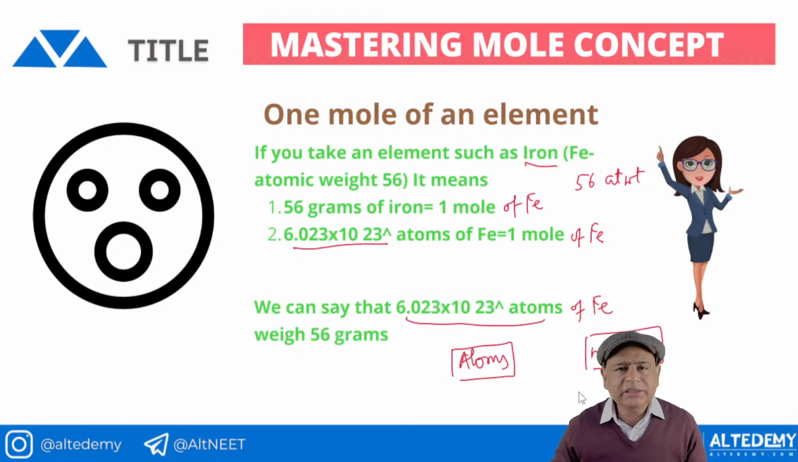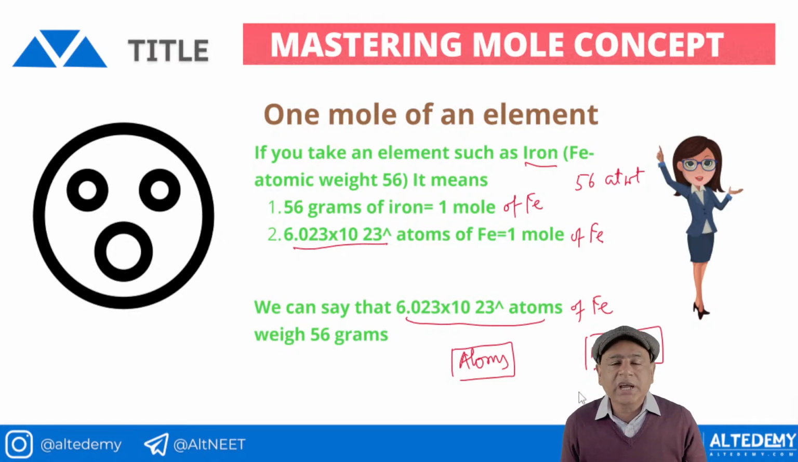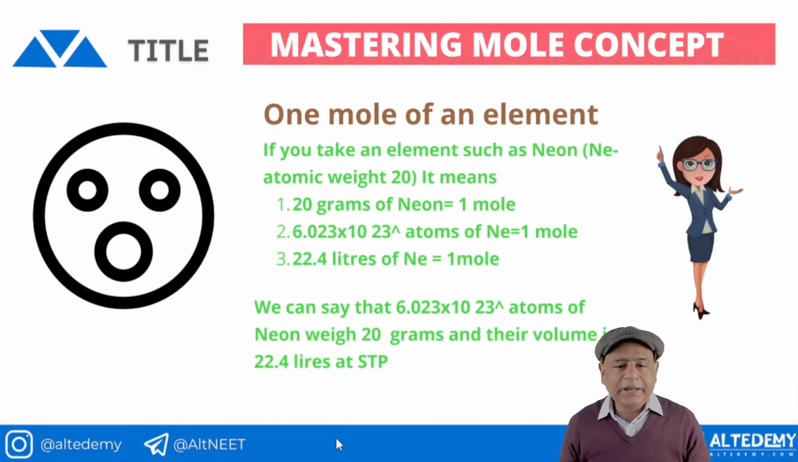So anything that is said to you will be said either about an element or about a compound. If an element is being discussed, then you should understand that, first, without saying anything, you take its atomic weight. That is the first thing. And then take 6.023 into 10 to the power 23 and attach them. So you can say 56 gram of iron is equal to 6.023 into 10 to the power 23 atoms. That's all. The first step is covered, and from here, multiple types of questions can be found.